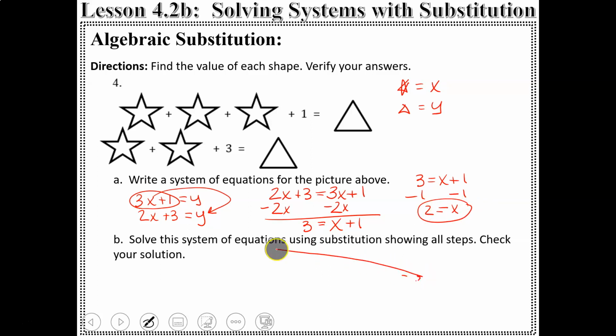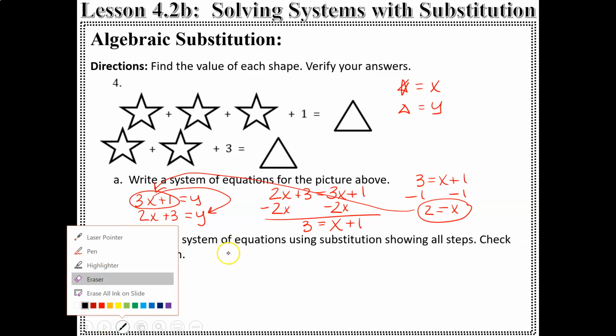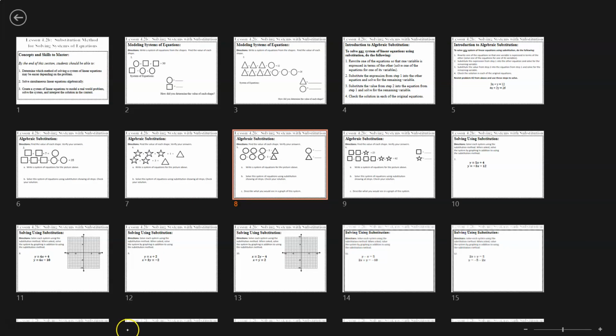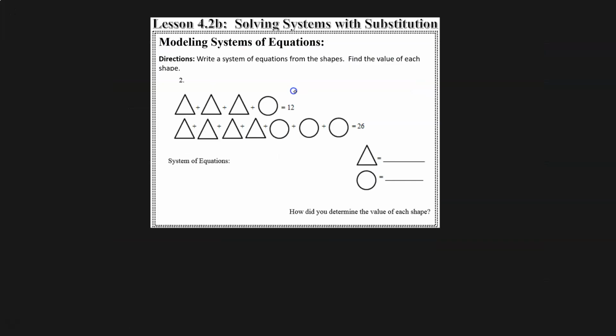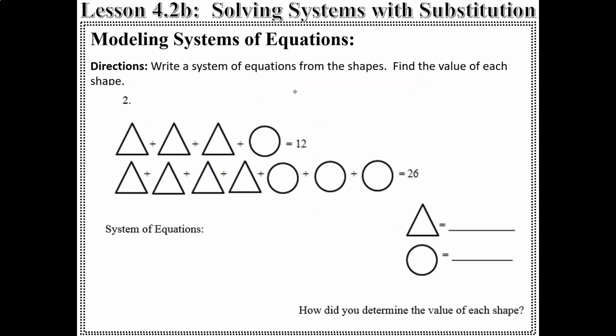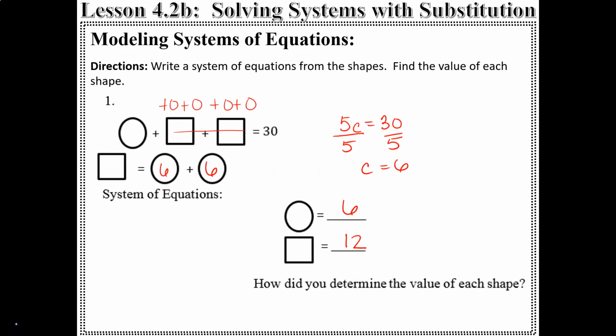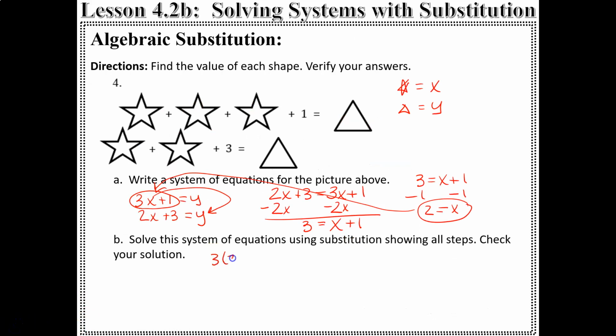Now I'm going to put that into the first equation. So now I have, instead of 3 times x, I have 3 times 2 because we solved for x. We got that value from there. Plus 1 equals y. 6 plus 1 is y. So y is 7. And my solution is (2, 7).